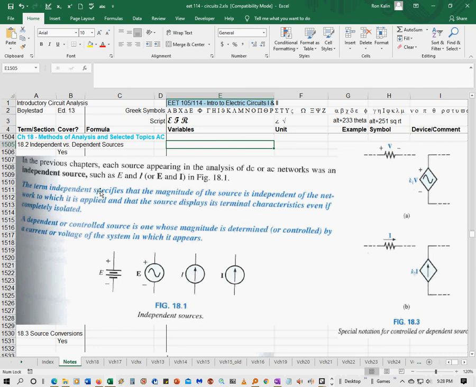EET 114, Chapter 18, Methods of Analysis and Selected Topics. First, we're going to talk about independent versus dependent sources. Independent sources are what we have been dealing with up to this point. It's an example of these four.